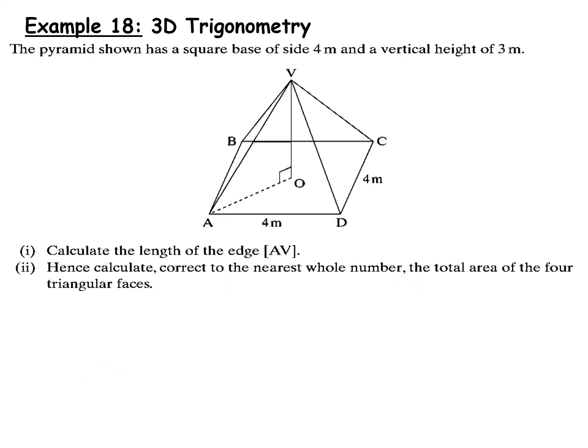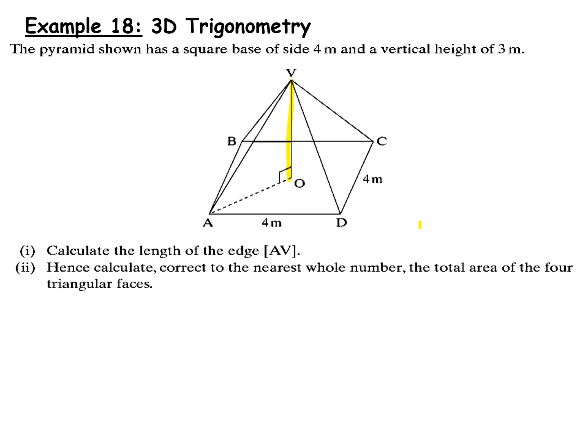So example 18. The pyramid shown had a square base 4 meters by 4 meters and a vertical height of 3 meters. The 4 meters is shown in the diagram, the 3 meters is not. Where we're looking at that 3 meters is this drop here, from V, the very top of the pyramid, down to the center point of the square. Part I: calculate the length of the edge AV.